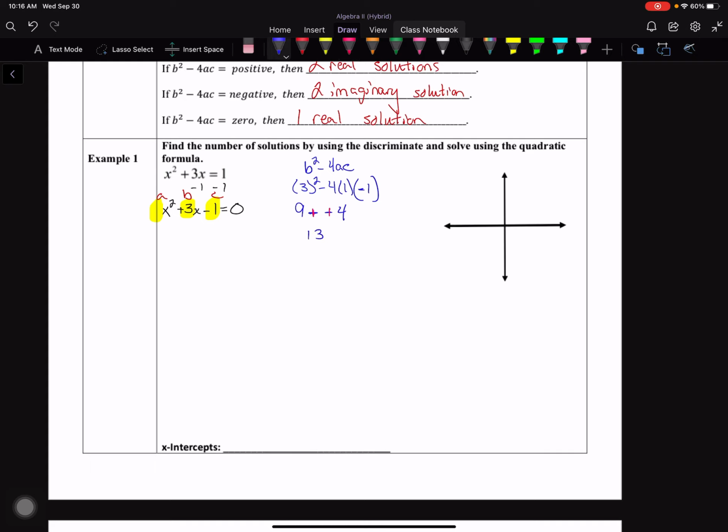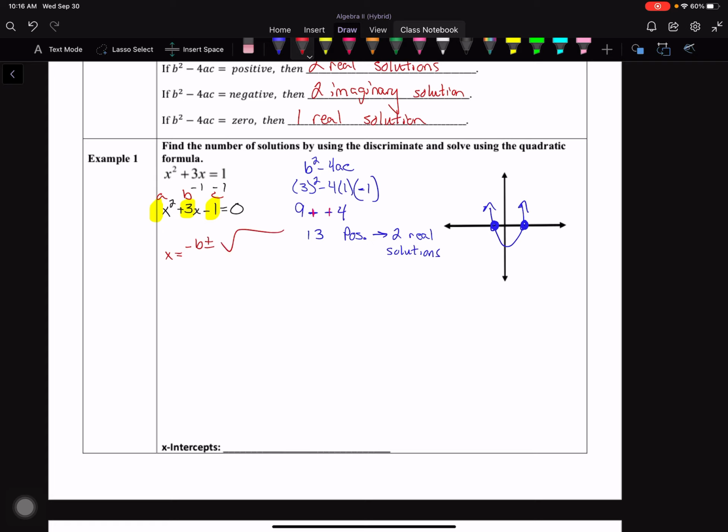So my discriminant is positive, which means we will have two real solutions. I'm just quickly sketching what that might look like. Here's one solution. Here's two solutions. Okay, actually finding the solutions, though, we need to use the quadratic formula. So go ahead and write that down.